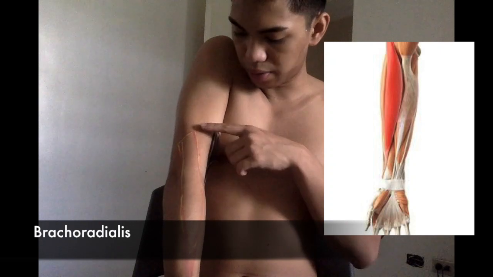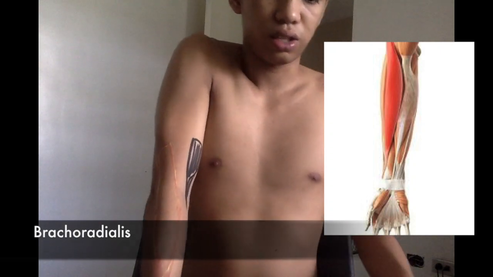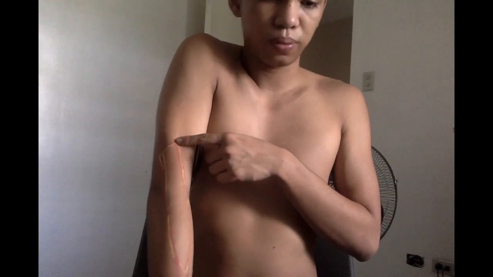Next, we have the brachioradialis, marked by this red and yellow ink. Its origin is the proximal 2/3 of the lateral supracondyle ridge of the humerus, dito, around here, and its insertion is in the lateral surface of the distal end of radius. So, dito banda.